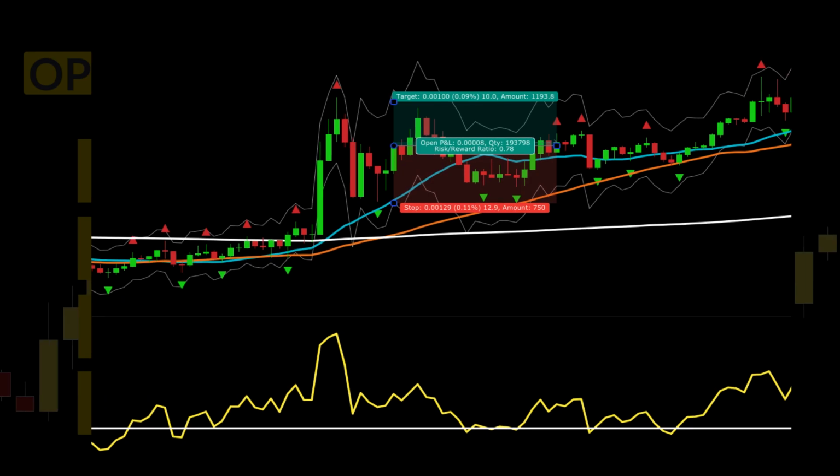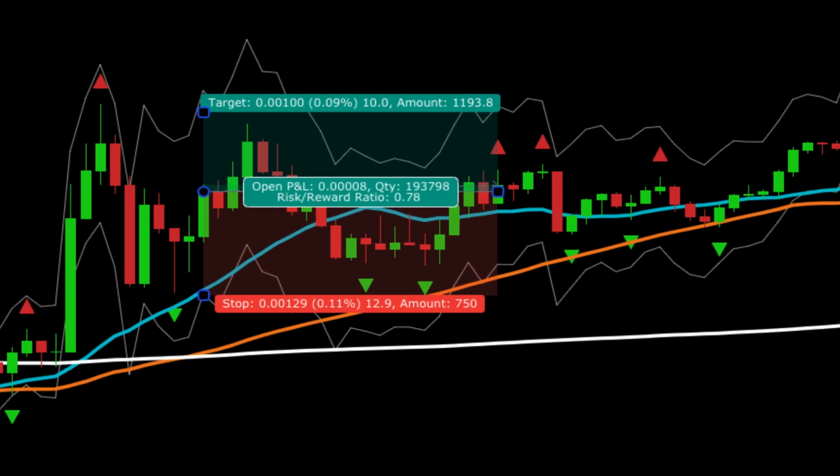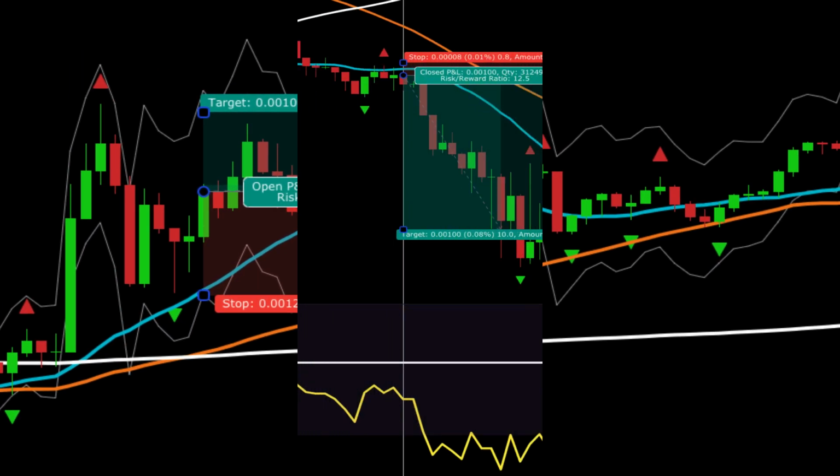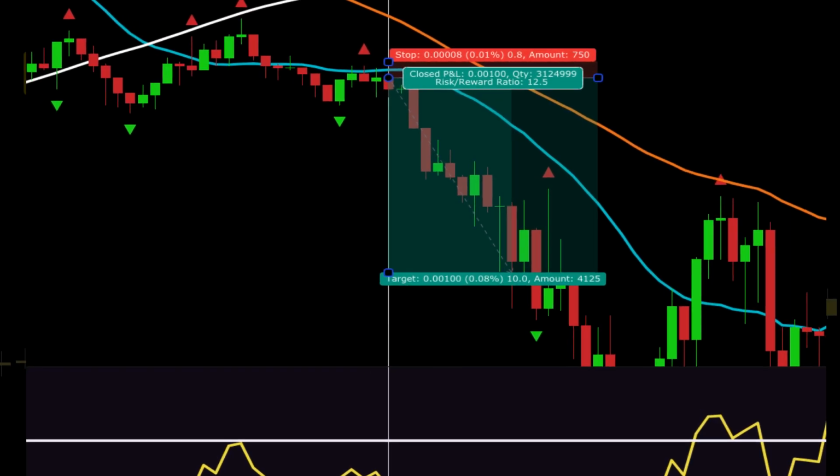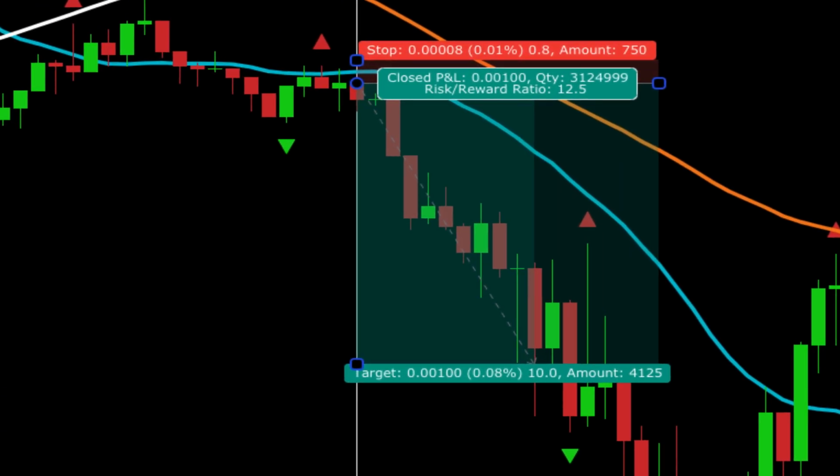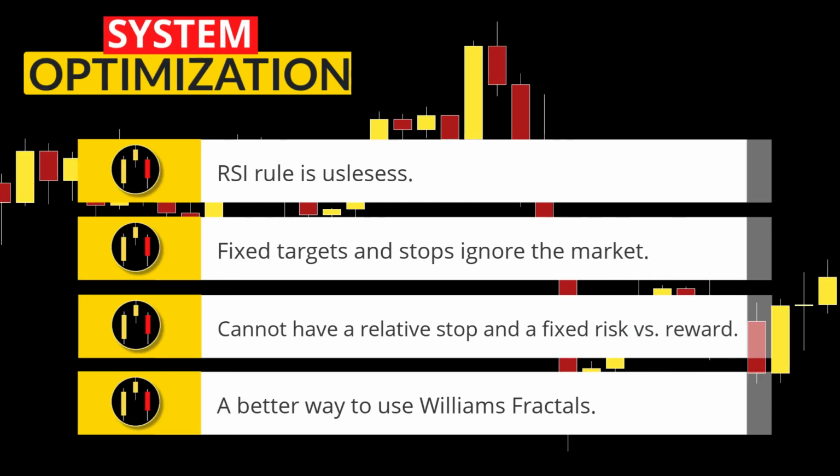Look at this chart here where the risk to reward is under 1, and this was very common during the test. And then you get another one where it is a huge risk to reward ratio, but your stop is barely more than the spread. This is a huge red flag for any system.